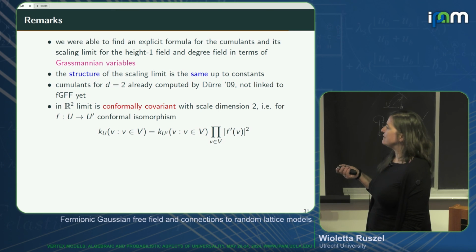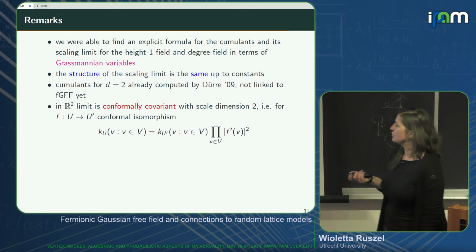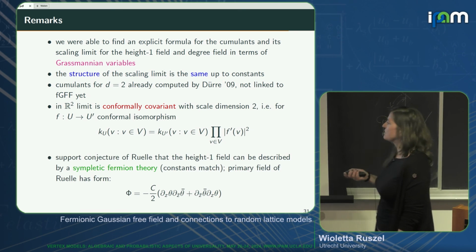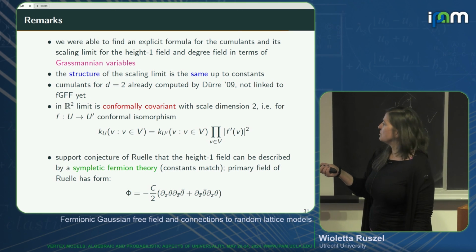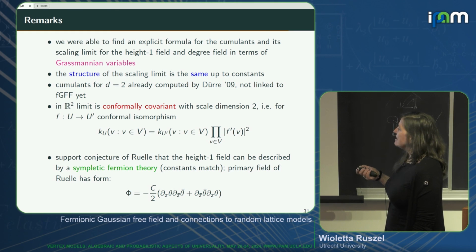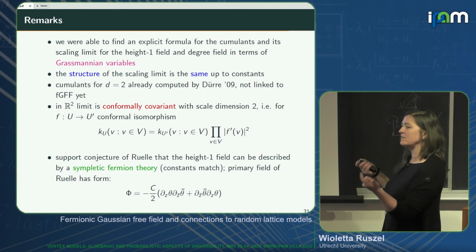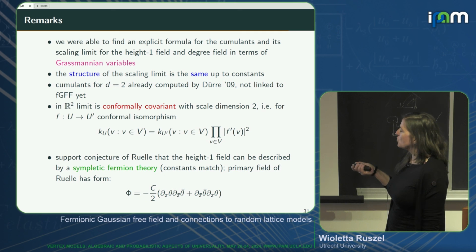What Dürre also proved is that the limit of these cumulants, let's denote by small k the scaling limit of the cumulants for your height 1 field, is conformally covariant with scale dimension 2. So for some conformal isomorphism map, this will satisfy this equation. Since you see the structure, if you look at the cumulants of the UST and you rescale by the correct constant, then the cumulants will be the same in the limit. So this will then, a fortiori, also hold for the UST.